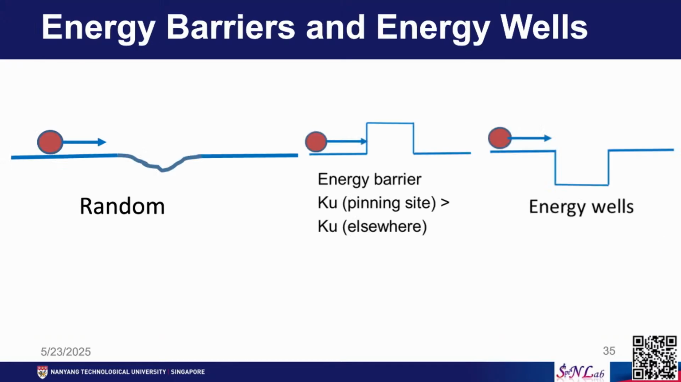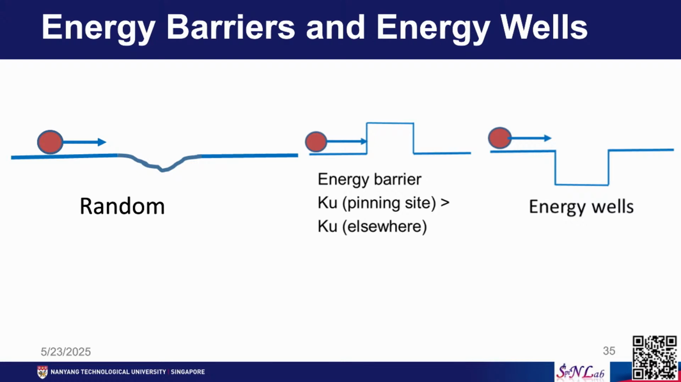Okay, so this one you already saw yesterday. When you deposit a magnetic film, the magnetic film will have some different composition or different property at certain regions. If you look at the energy landscape, that particular region may have a lower energy compared to the rest of the region. So when the domain wall moves, it will get stuck here. Okay. So these are the regions where a domain wall can get pinned.